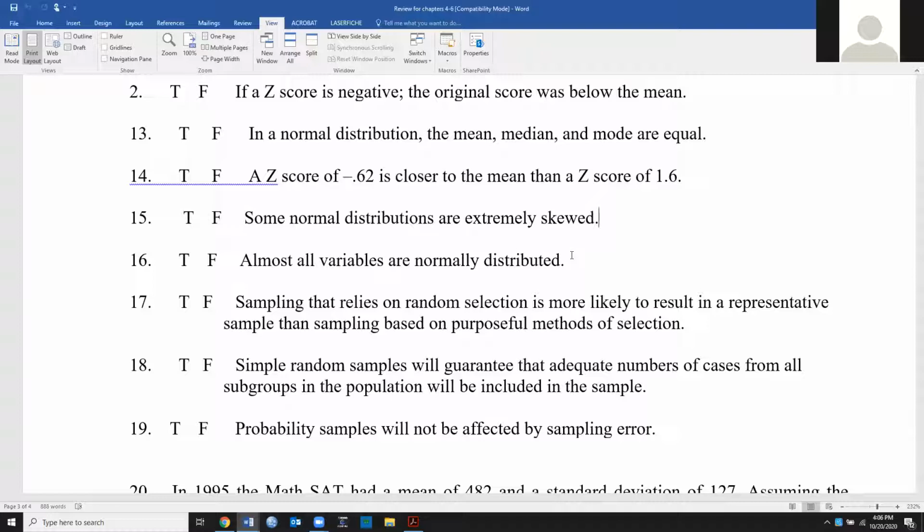False. Good, false. Now, the first reason why is because in order to have a normal distribution, you need interval ratio level data. And of course, all variables are not measured at the interval ratio level. That's the first thing. And the second thing we already talked about, there's positively and negatively skewed distributions. Some real world data is normally distributed, and we can learn a lot about that real world data based on what we know about this theoretical normal distribution. But it is not the case that all or almost all variables are normally distributed. Good.